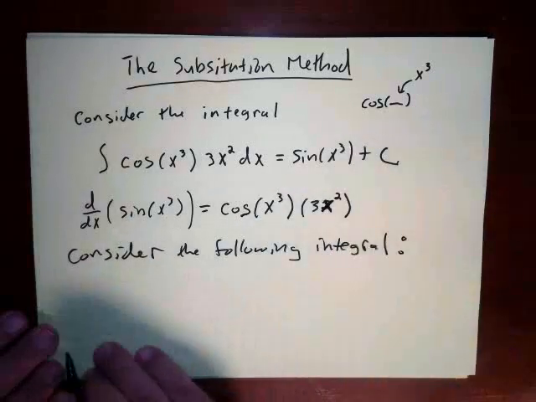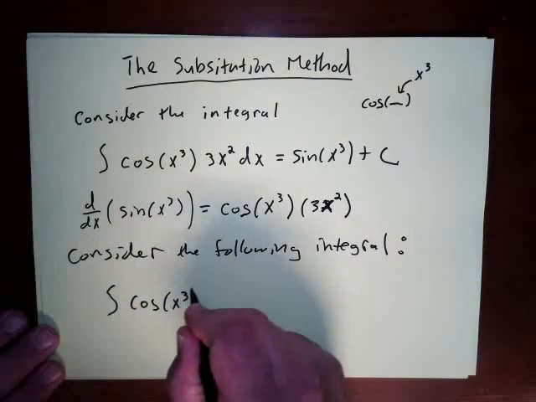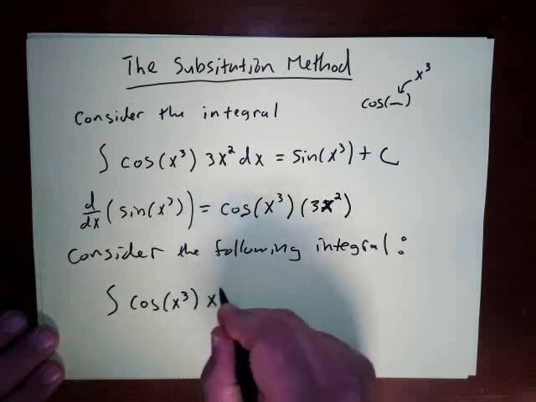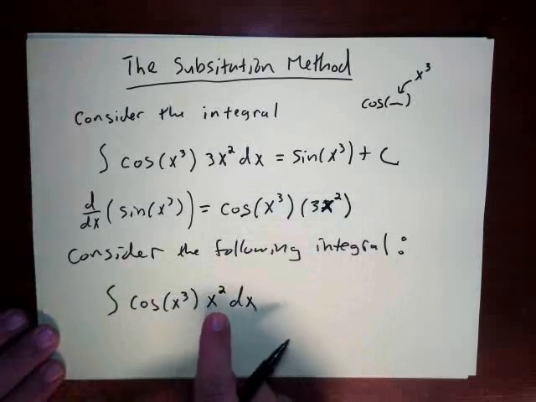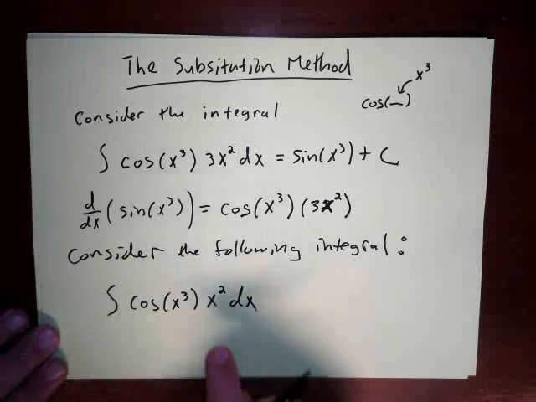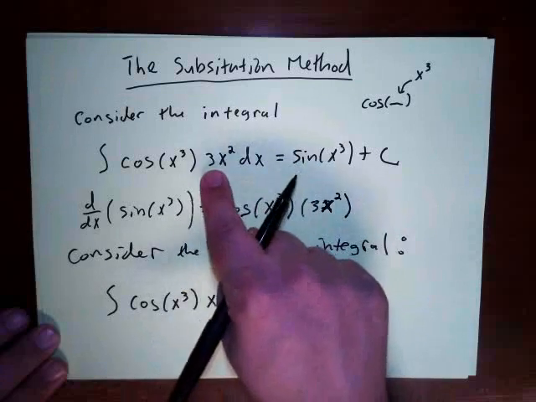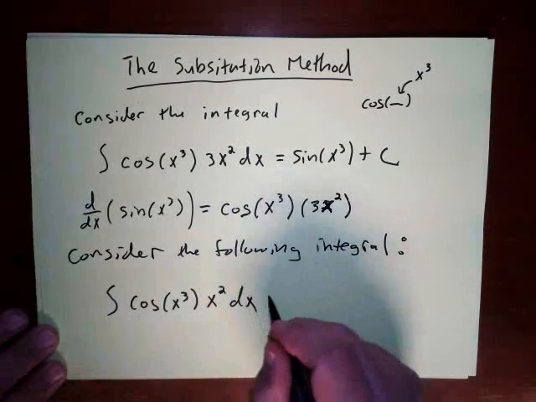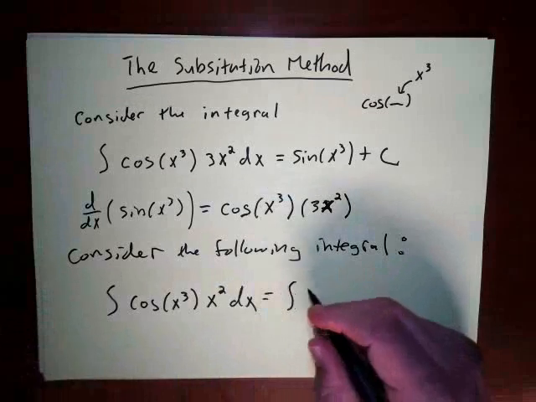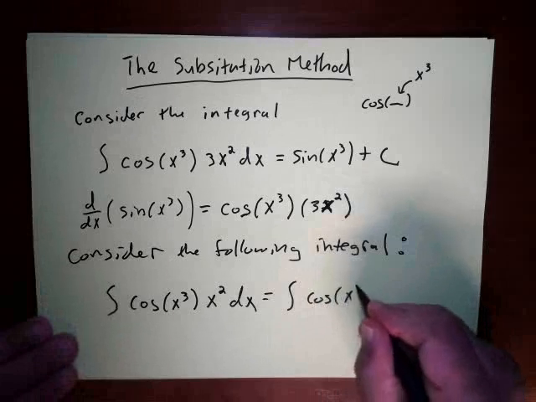Now consider the following integral. Let's say I had cosine of x cubed, and then I had x squared here, dx. Okay? I no longer have the derivative of the inside function hanging around on the outside, right? But the difference is I lack a constant multiple. If I had a constant multiple of 3, then I could do it. Well, constant multiples are never a problem because you can pull constants out of the integral.